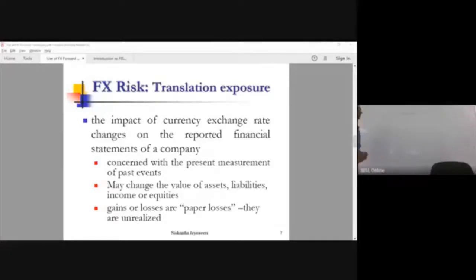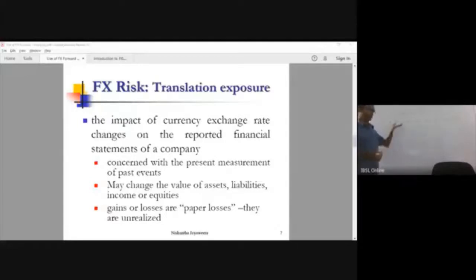Translation risk. Okay. Assume a Sri Lankan firm borrowed USD 1 million in June 2019. Can you see this? The Sri Lankan firm borrowed $1 million in June 2019.